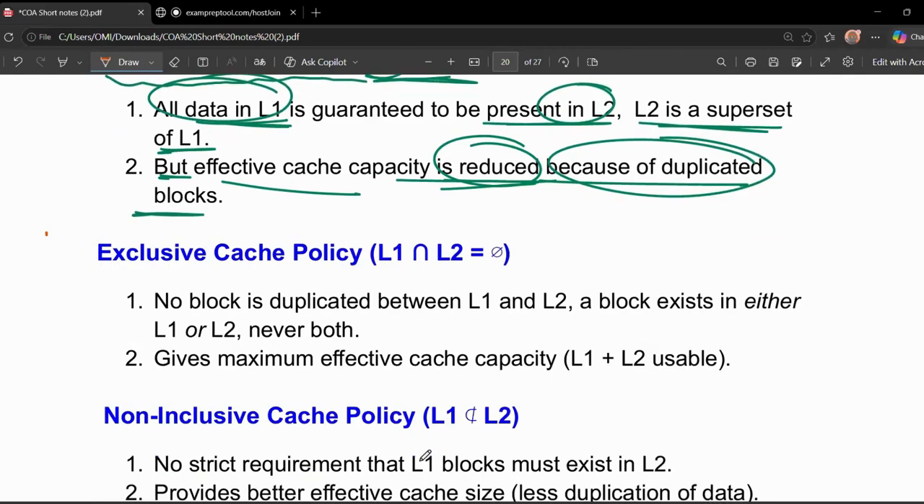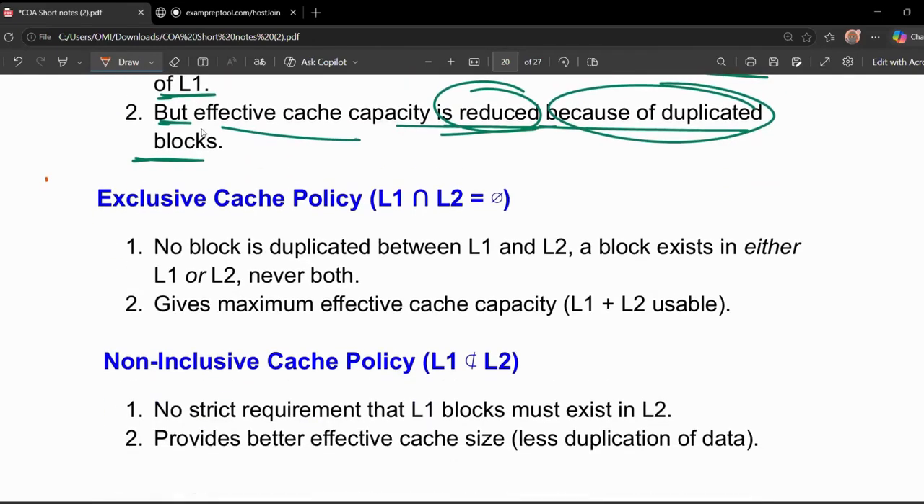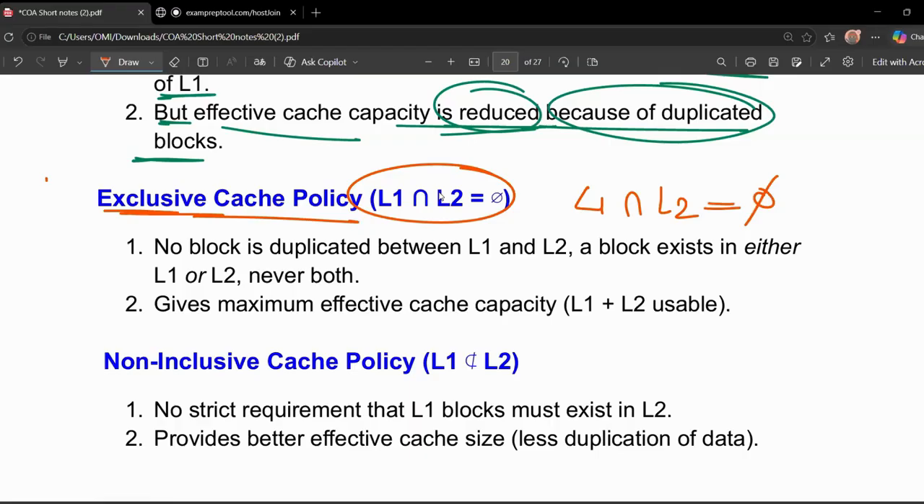Now, what is the exclusive cache policy? It says that the intersection of L1 and L2 will be empty. So there should be no intersection, no things that are common.